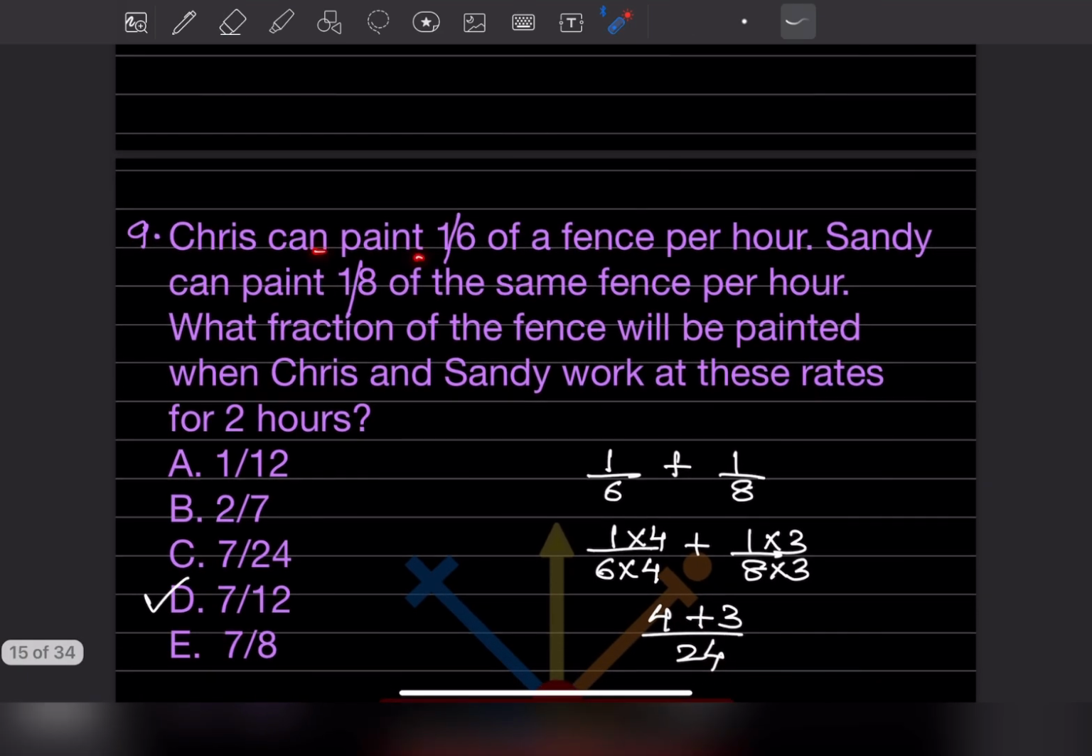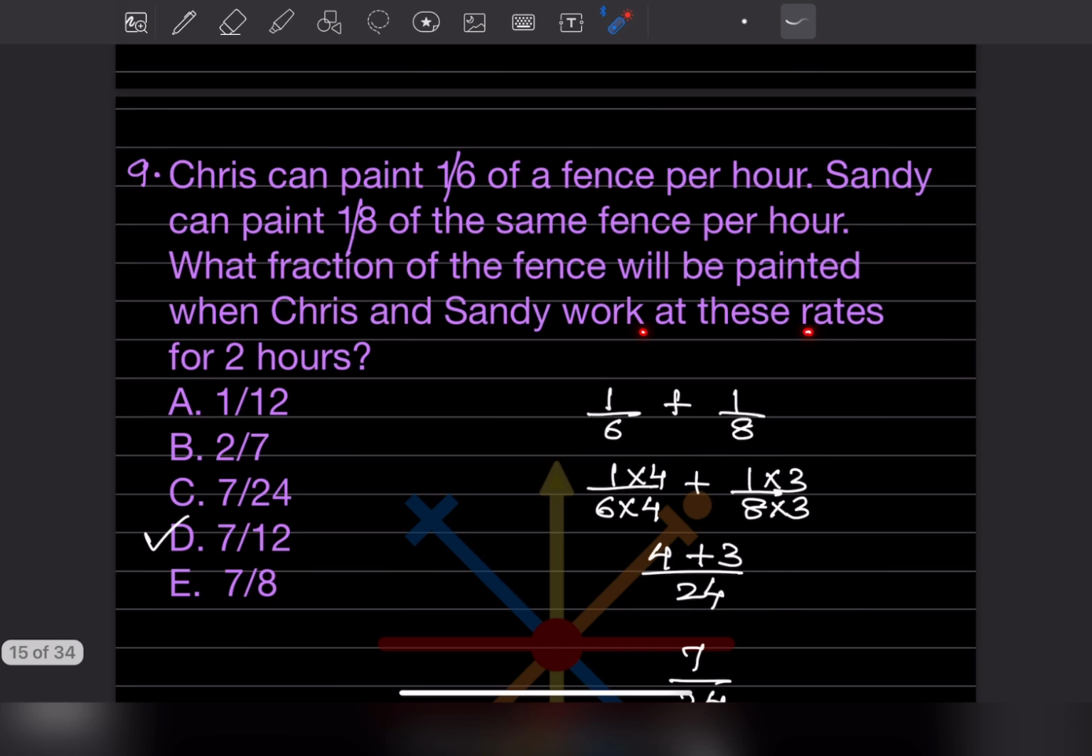Chris can paint 1 by 6 of a fence per hour, and Sandy can paint 1 by 8 of the same fence. This is also per hour. What fraction of the fence will be painted when Chris and Sandy work at the sites for 2 hours? Now let us see first. 1 by 6 is for Chris, and Sandy is 1 by 8. So you are going to add it first.